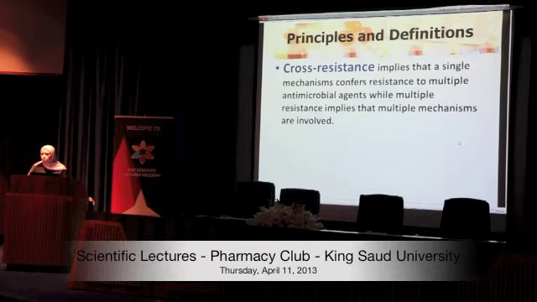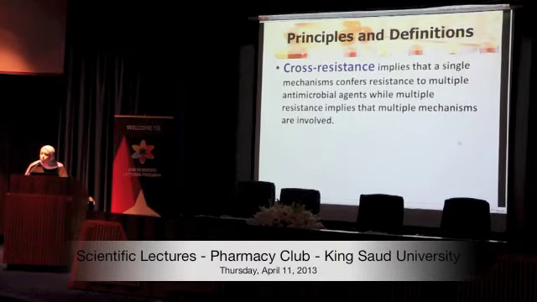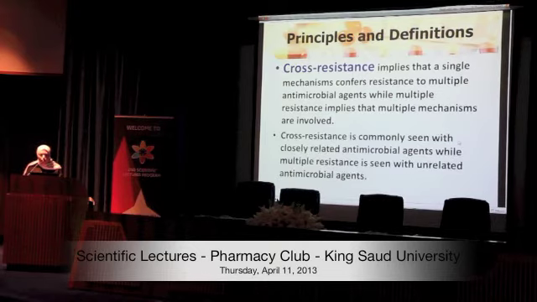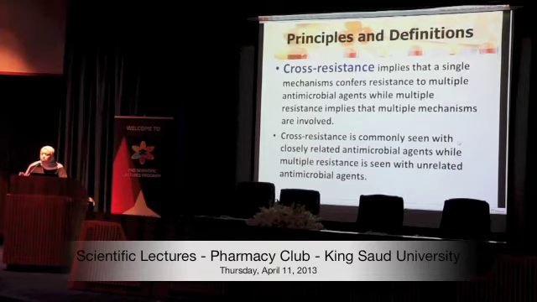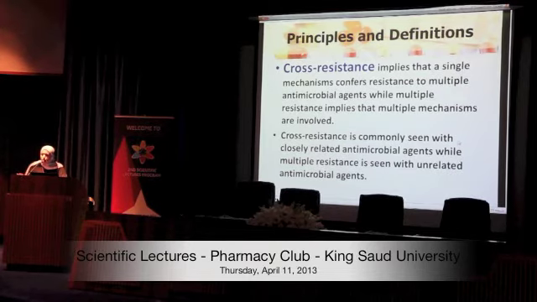What about cross-resistance? Cross-resistance usually happens between closely related antibiotics. When an organism is resistant to penicillin, it usually is resistant to cephalosporins and other beta-lactam groups. When I call it multi-drug resistant, what I mean is that it is resistant to multiple drugs that have no relation to each other.